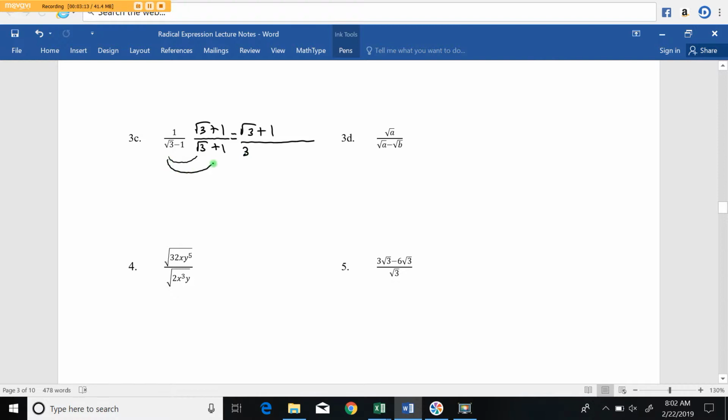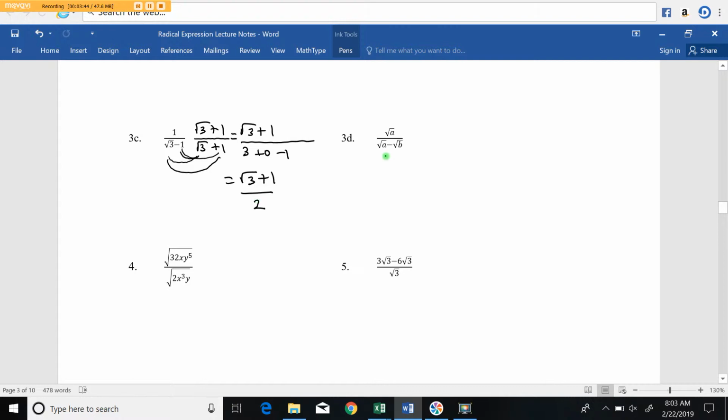In the bottom, when we multiply this out, there's our first product. Root 3 times root 3 is 3. And here's the important part. The outer term is plus root 3. The inner term is minus root 3. So they add to 0. I'll just put plus 0 there. And that's coming from this plus square root of 3 minus square root of 3. And then the last term right there would be minus 1. So this is equal to root 3 plus 1 up top and 3 minus 1, which is 2, in the bottom. You'll notice there's no more radical there.